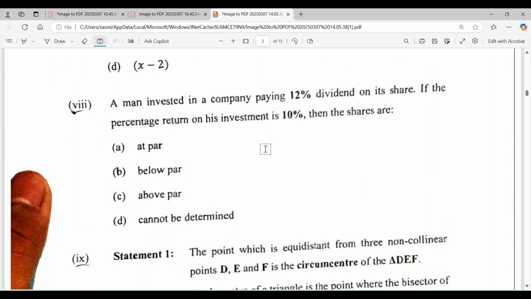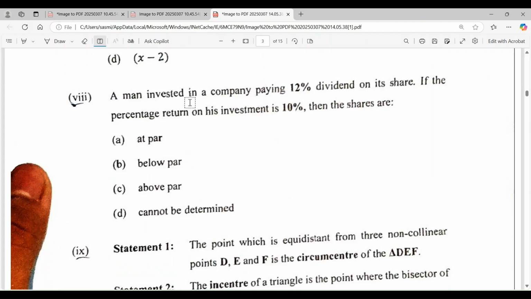Now question number 8. A man invested in a company paying 12% dividend on its share. If the percentage return on his investment is 10%, then the share is at par, below par, or above par. If MB equal to NB, it is at par. If MB less than NB, it is below par. If MB greater than NB, it is above par. Now come to the solution part.